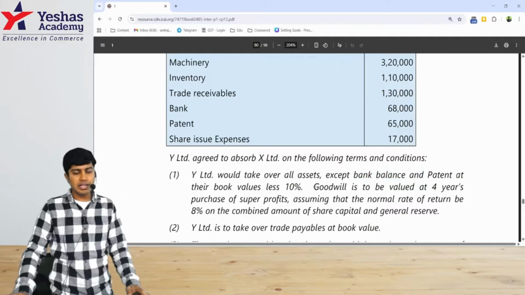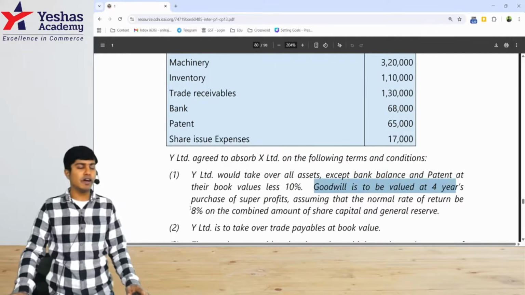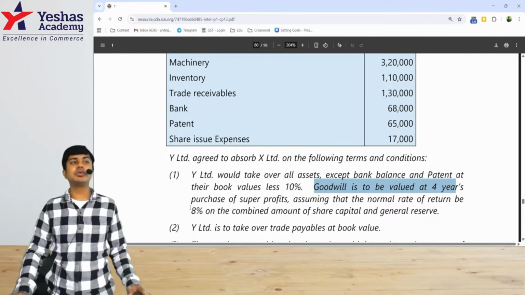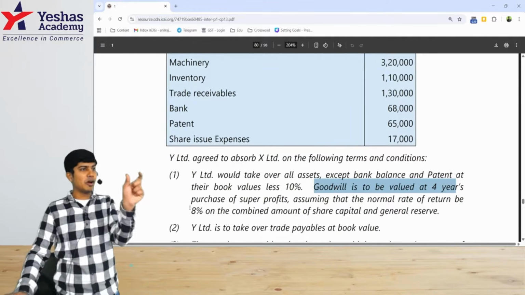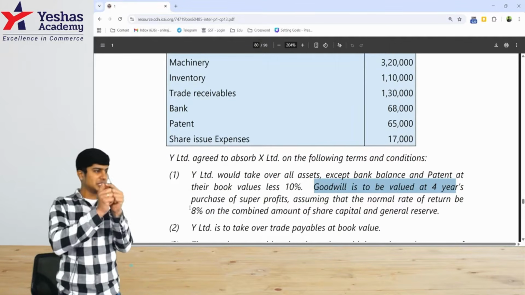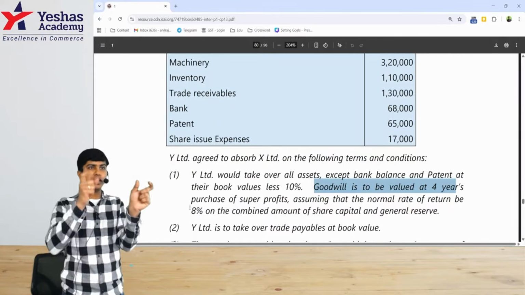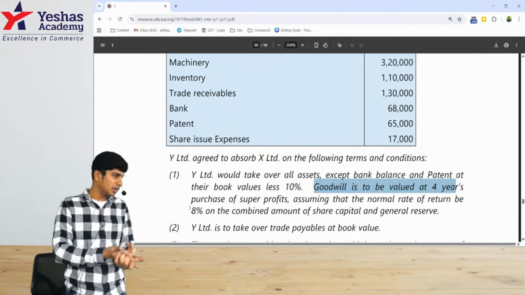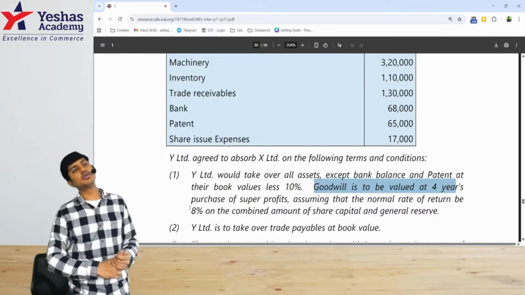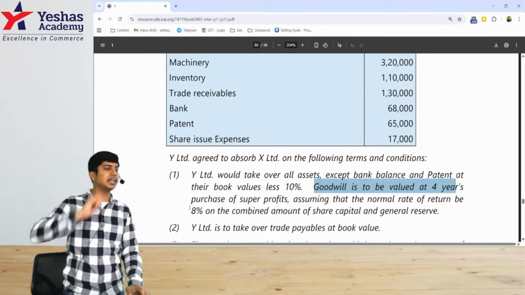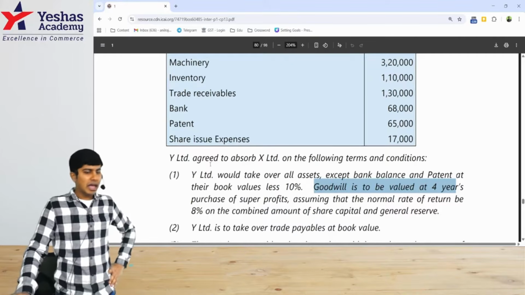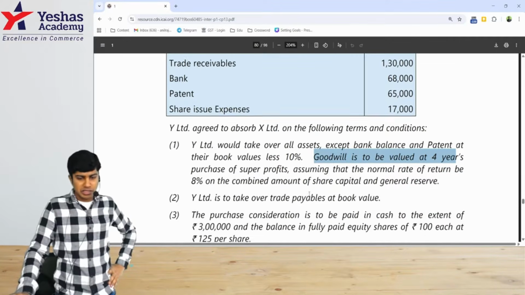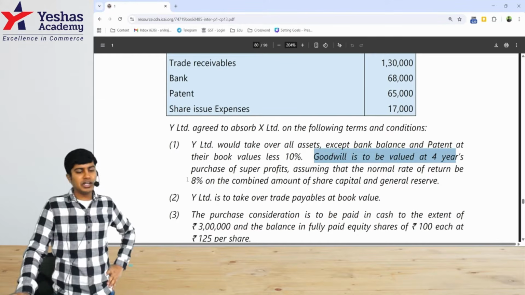And goodwill is to be valued at 4 years purchase of super profits. Goodwill is to be taken at 4 years purchase of super profit. So we should take super profit and multiply by 4 years purchase. When we multiply super profit by 4 years purchase, we will get goodwill. So how do we get super profit? It is average profit minus normal profit. How much extra profit have we earned over others? Average profit is being made available to us slightly later, I guess. Super profit, assuming that the normal rate of return is 8%.